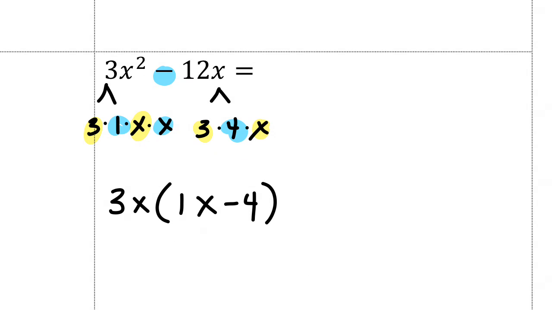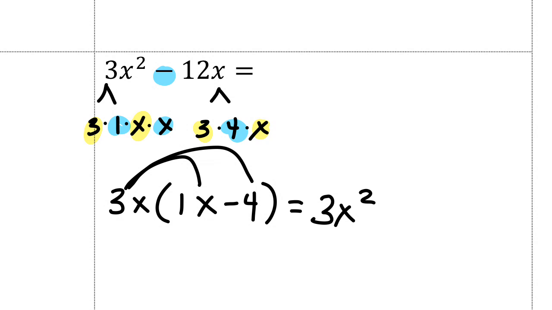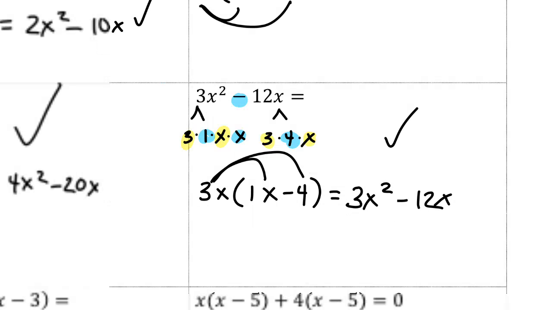If I wanted to check this, I can distribute. 3x times 1x is 3x squared. 3x times negative 4 is negative 12x. Okay, again, we can see this is correct. So it worked out for us this time too.